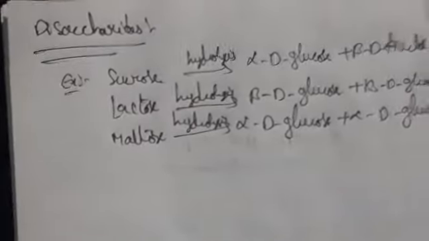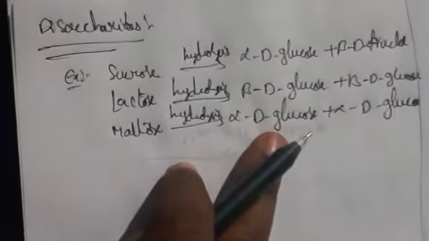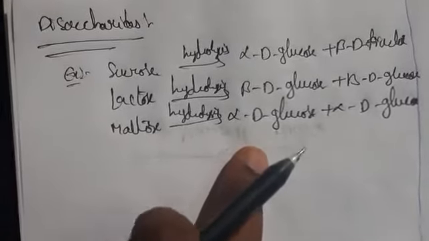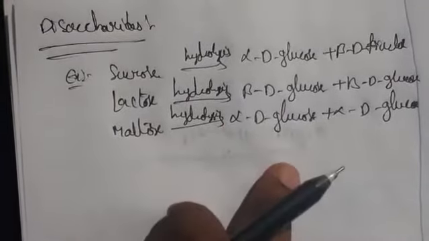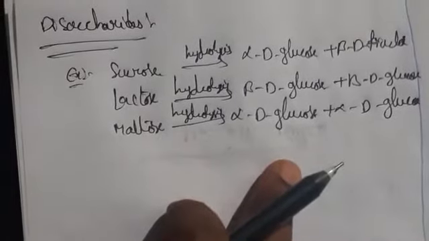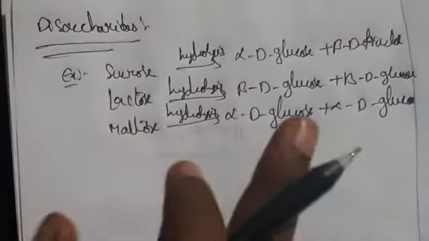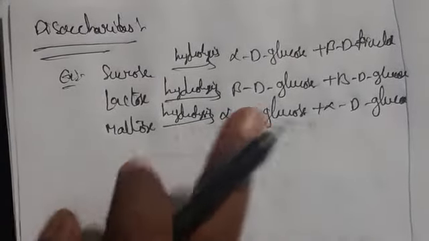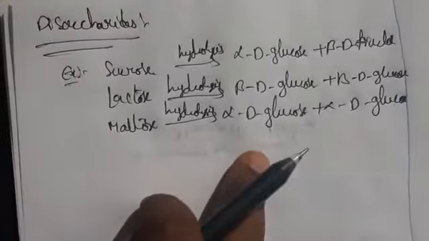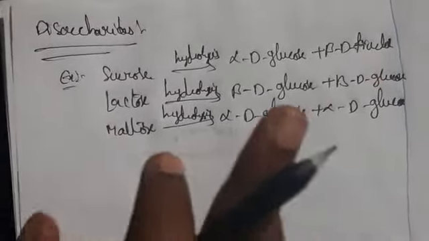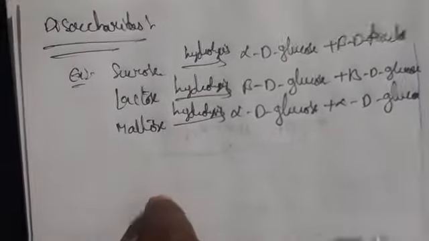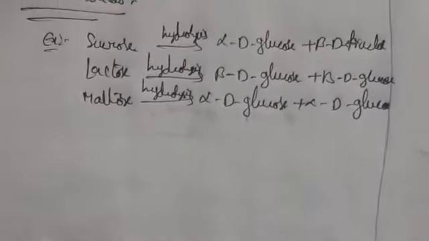A disaccharide is non-reducing sugar when the hemiacetal hydroxyl groups of both monosaccharides are involved in the glycosidic linkage. In sucrose, both are involved. If it is a reducing sugar, then we have only one hemiacetal hydroxyl group, that is a monosaccharide in the free state. Examples are maltose and lactose.